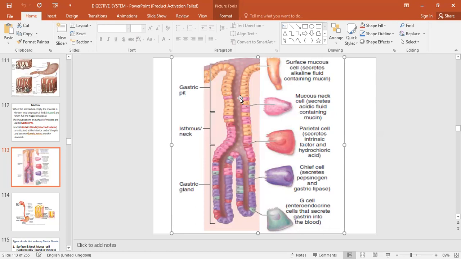Then which other cells do we find apart from the neck mucus cells? As we go down further, we are going to find parietal cells. Parietal cells are also known as oxyntic cells.